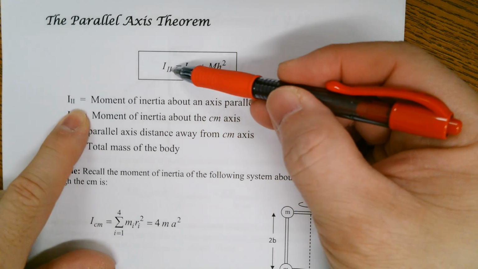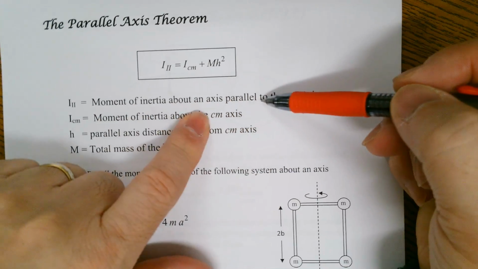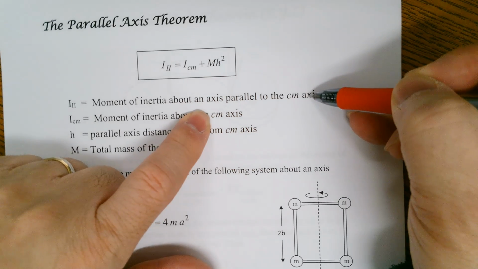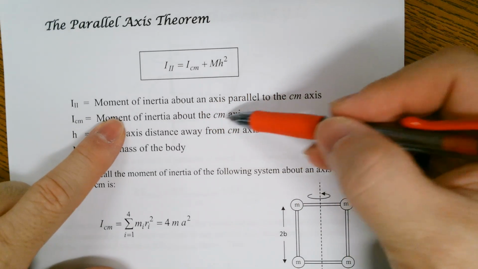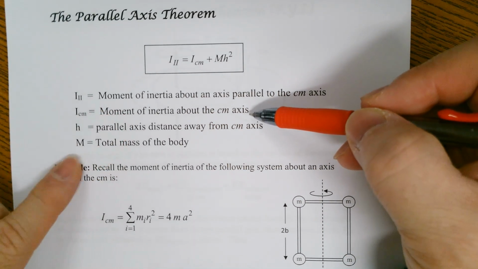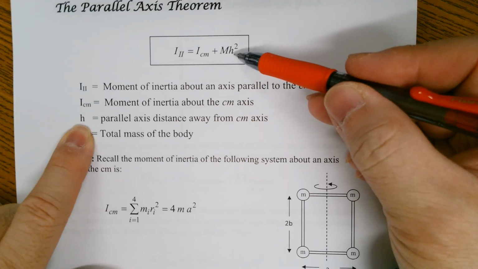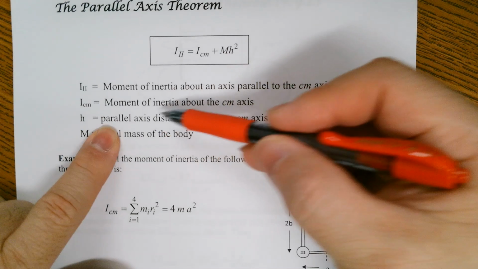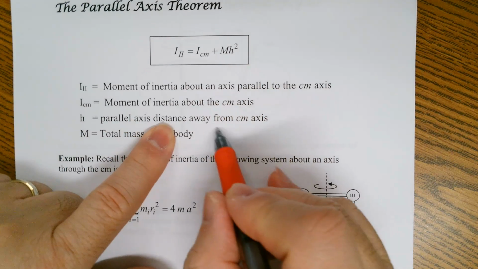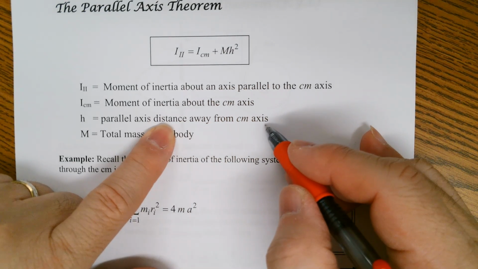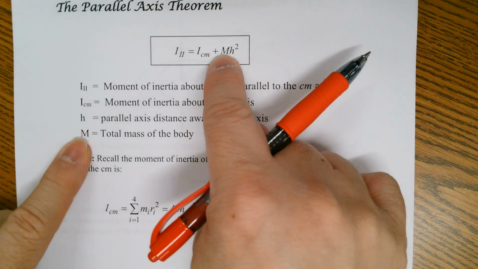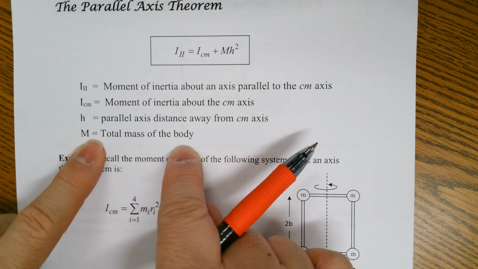So I parallel means moment of inertia about a parallel axis to the center of mass. I sub Cm is equal to moment of inertia about the center of mass axis. H is parallel axis distance away from the center of mass axis. Okay? And this capital M is total mass of the body.